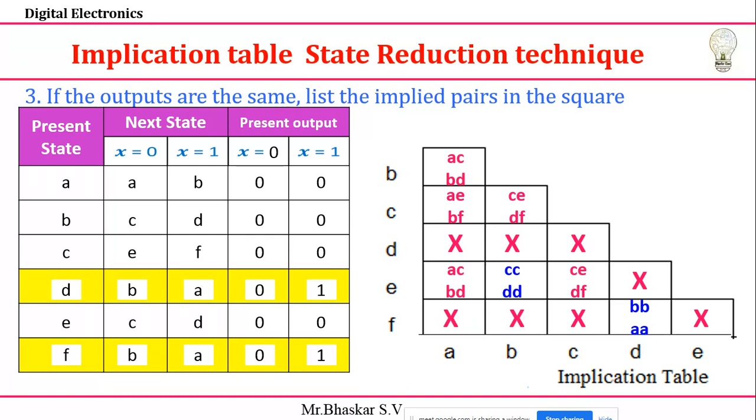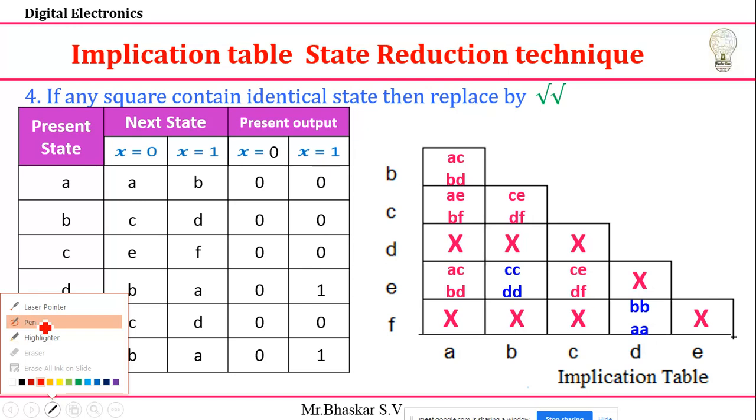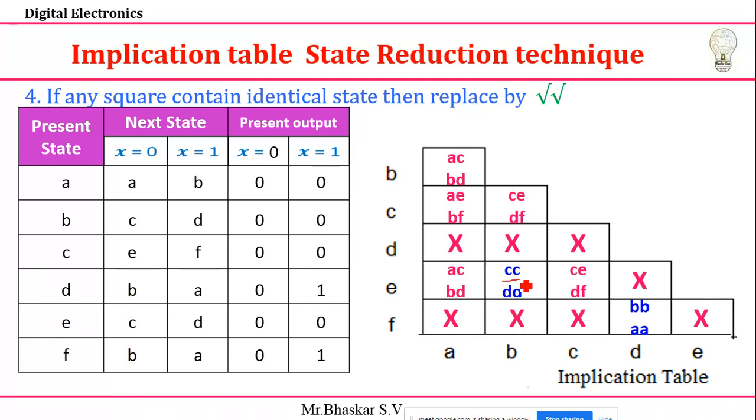Okay. So once you got this, next I want to check the next step. If any square contains an identical state, then replace it by double tick. So what are the states you have? Just see that. Here you can see CC and DD and BB and AA. These two things I need to replace by double tick. I'll do the double tick here. If any square contains an identical state, then replace by double tick, right?